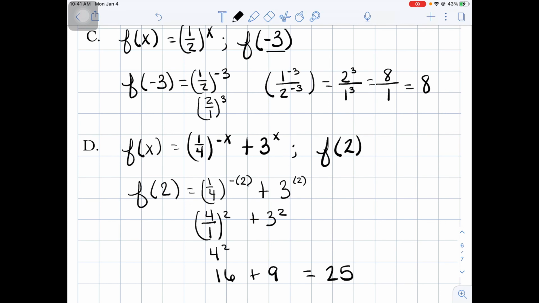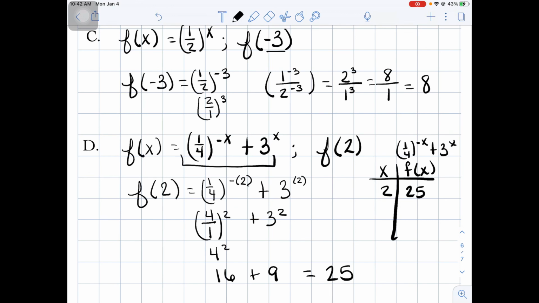So in this rule here, when our input is 2, our output would be 25 when we're doing this rule, (1/4) to the negative x plus 3^x.